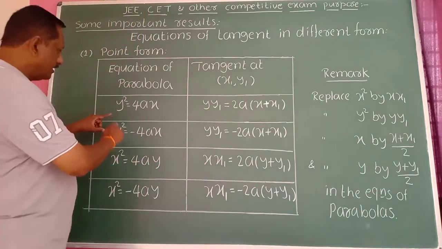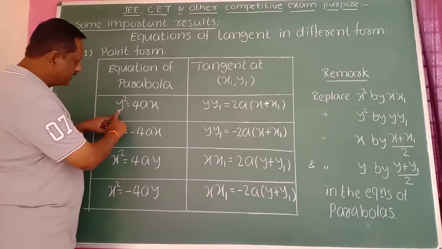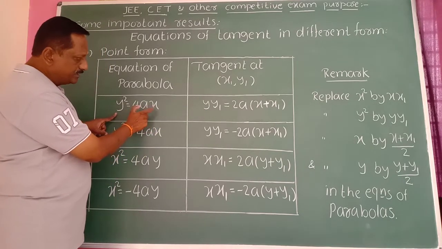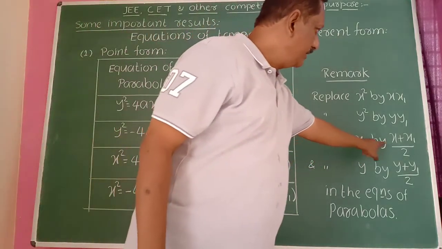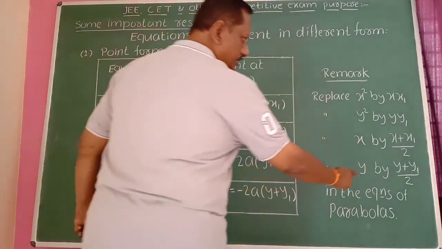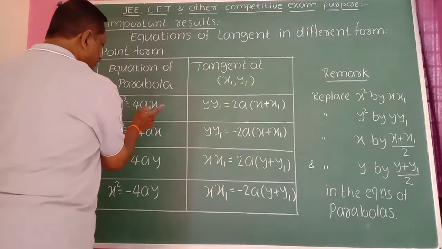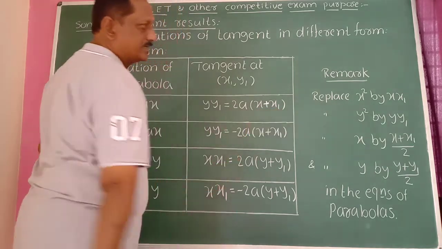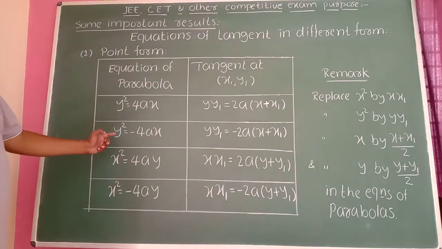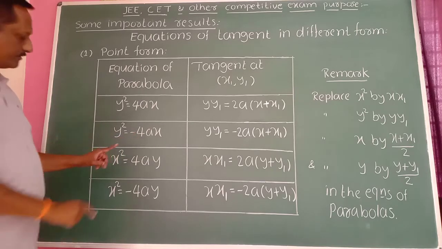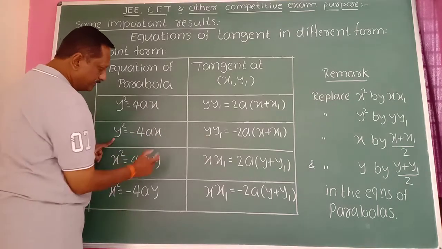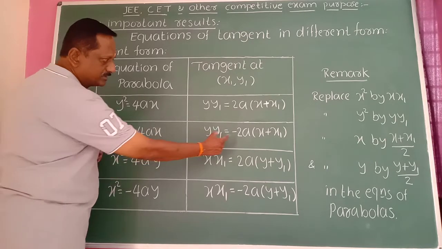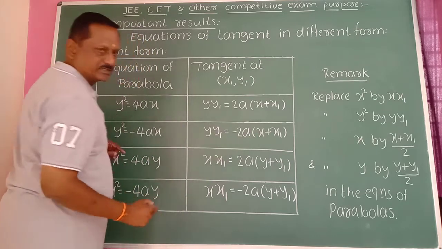Just observe here. Y square is there. Replace y square by y y1 here. And for 4a, replace x by (x plus x1) by 2 here. So this 2 and 4 get cancelled, 2 and 2 cancel. 2a, so 2a into the remaining is x plus x1 here. Similarly, y square is equal to minus 4ax is there. Replace y square by y y1. Replace x by (x plus x1) by 2. 2 and 2 cancel. So remaining is minus 2a into x plus x1.